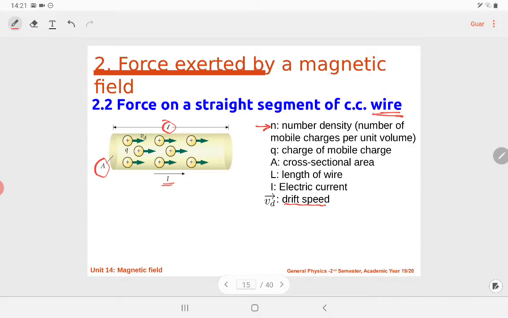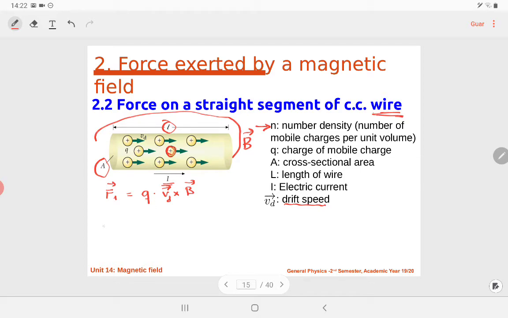So now we want to go from the force on one charge, which, if you remember, is the value of the charge times its velocity times the magnetic field. So what we are thinking is that in this region we have a magnetic field, and for one of these charges, this one, it's moving at the drift speed and has a charge Q, so that would be the force on one of them.